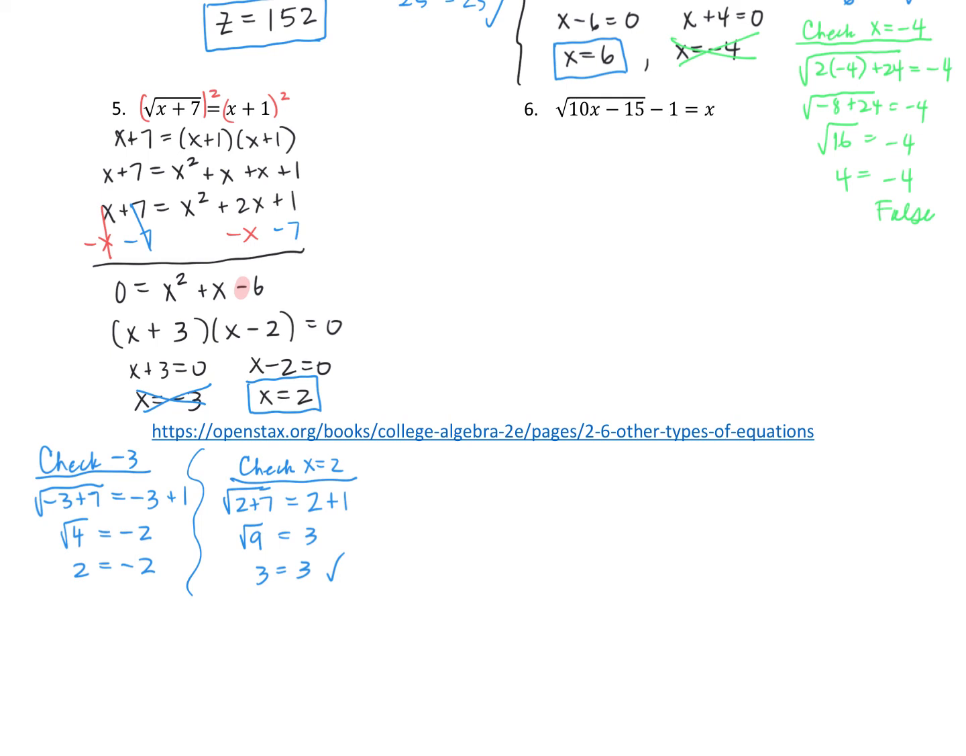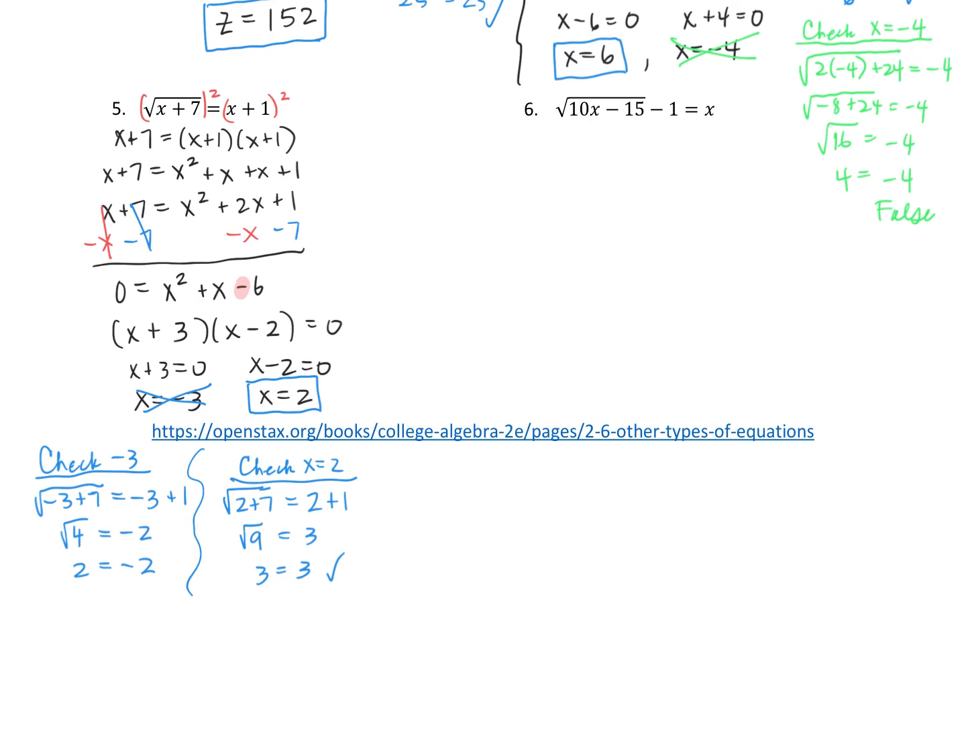So -3 is an extraneous solution. It does not check. So it's very important to check on these. Some of the other equations that you solve, checking is optional, but it's required here because you often will get extraneous solutions. And if you don't check and you say that both of those are your answers, you're going to end up missing some or all of your points, depending on how your teacher grades.